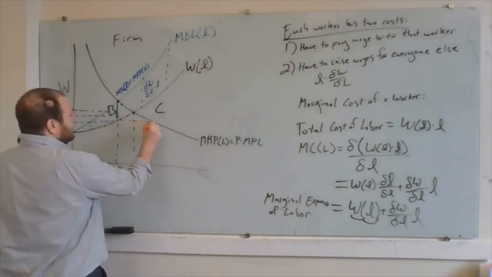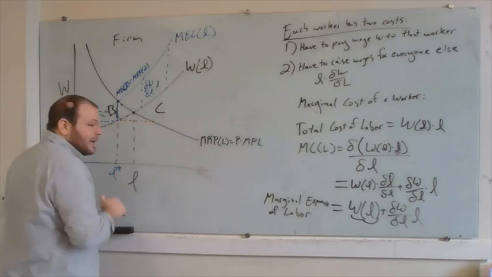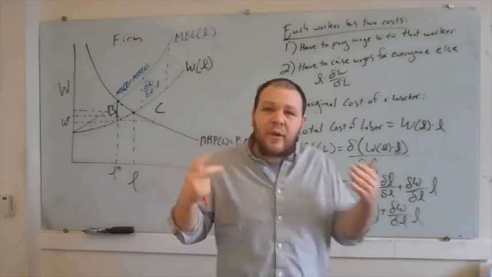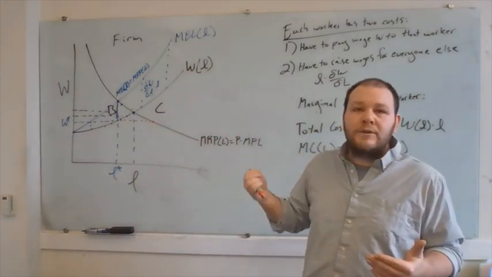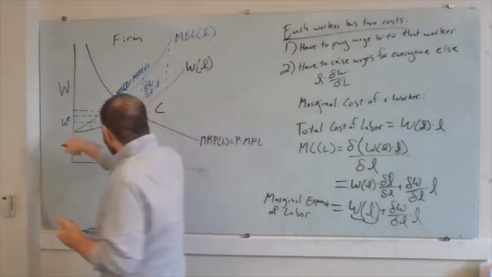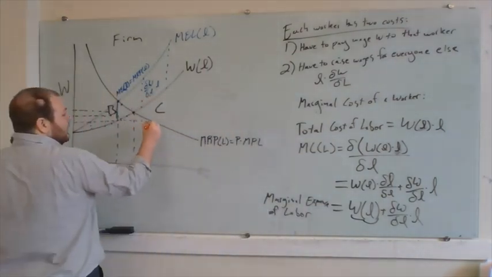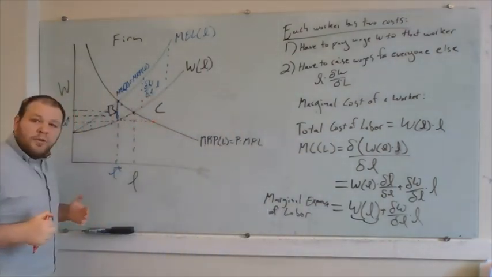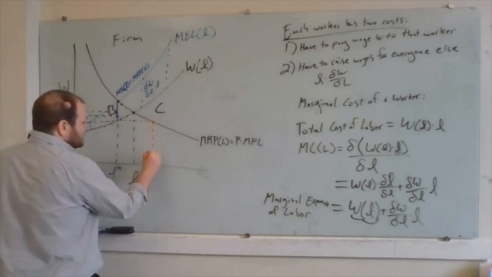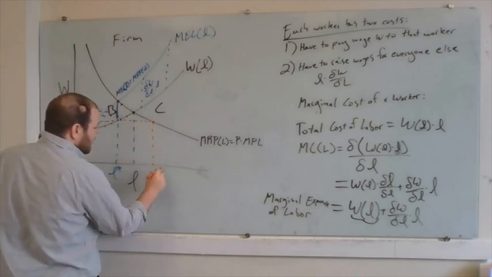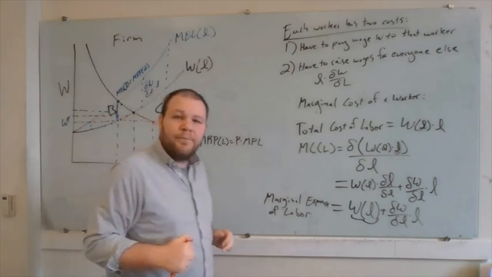That's not the case. The reason that they only hired L star workers is because it wasn't worth it to them to give anybody a raise to hire more than L star workers. But the number of workers they'd like to hire at this wage are all of the workers who would produce at least W star worth of stuff. This is the number of workers that are demanded by employers, right?